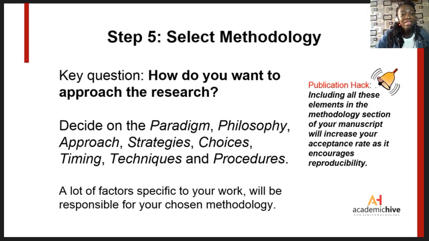Step 5. Select an appropriate methodology. The key question here is that you want to ask yourself, how do I want to approach this research? During the methodology stage, you'll be deciding on the research paradigm. You'll be talking about the research philosophy you want to use. You also look at the different research approaches that you can use for your work. And then you can consider different research strategies and choices, okay?